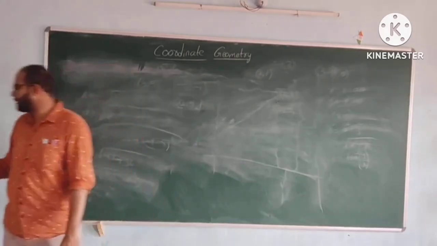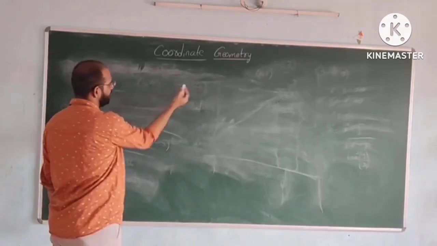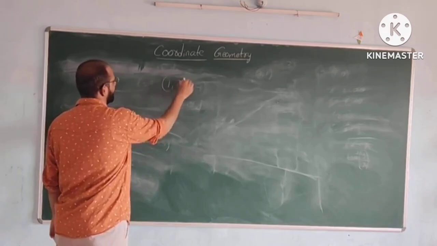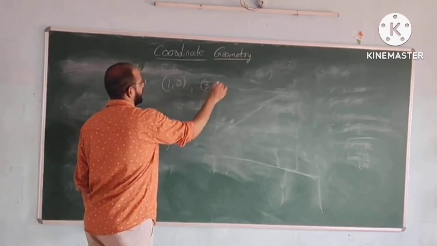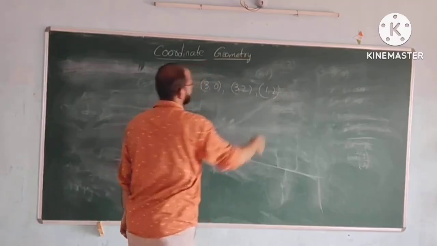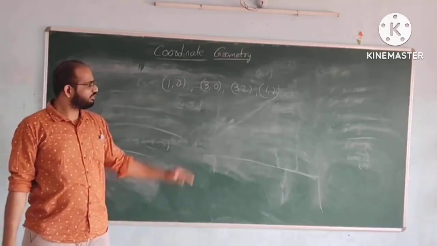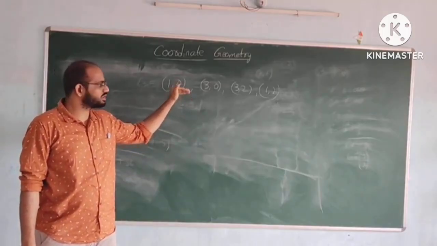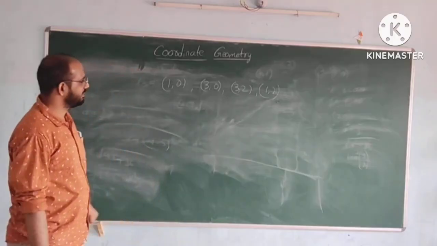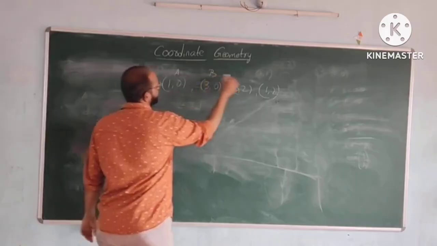There are some more different types of problems using this distance formula. We will be given 4 different points. Let us take 1, 0, 3, 0, 3, 2, 1, 2. We want to verify whether these will form a square or a parallelogram or a rectangle or a rhombus. Now let us find the distances. Let us take these points as A, B, C, D.